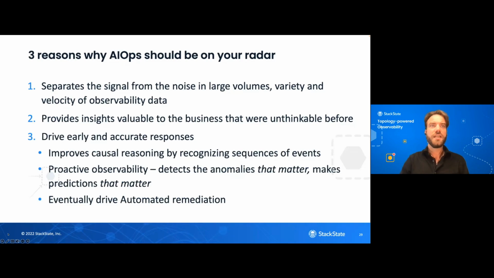It's going to drive early and accurate responses. It's also going to improve causal reasoning, because the topology will give you an understanding of the basic causes and effects of a system. But you can go one step further and start to correlate metrics of dependent components in order to determine the strength of the causality that you have. You can also do that for the events that happen over time, and so on. So there's a lot that can be done in that space to get even better causality. Proactive observability detects anomalies that matter, and eventually we will drive remediation.